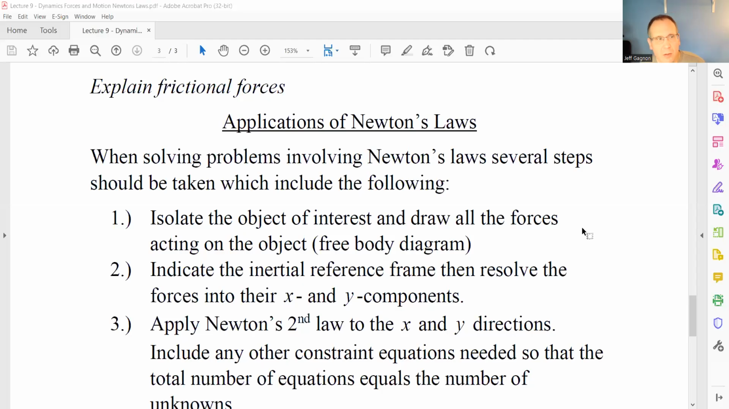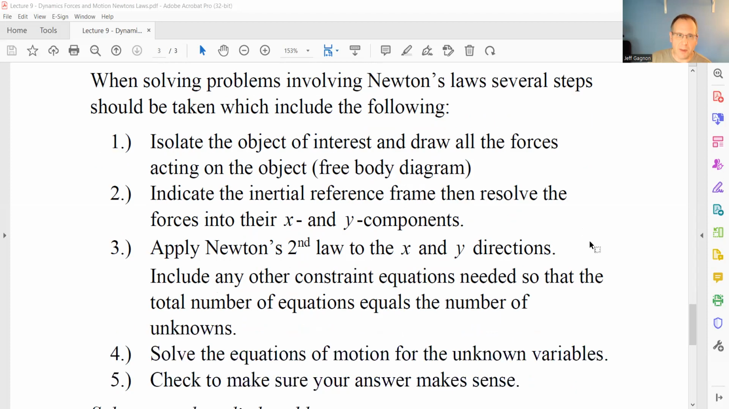Okay, now that we know a little bit about some forces and the different types of forces that might be acting on an object, we've learned about Newton's second law, and Newton's first law and third law as well, so Newton's laws in general. Now we want to actually apply these laws to some problems, right? So we want to do some problem solving now, some applications. So there's a couple of things you should keep in mind when trying to solve problems involving Newton's laws.